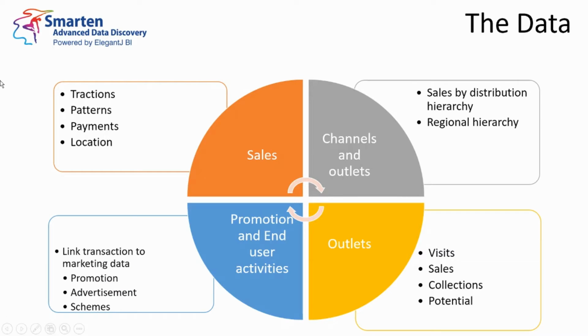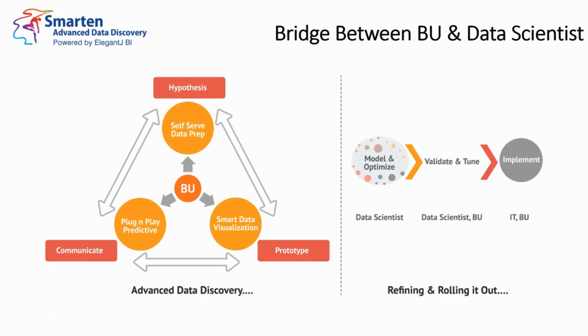So generally speaking, you will have transaction patterns, payment, location, you will have sales by distribution, you will have visits, sales, collections, and you will have linked marketing data for promotion, advertising, and schemes. And you're going to use this data to create a predictive analytics model.